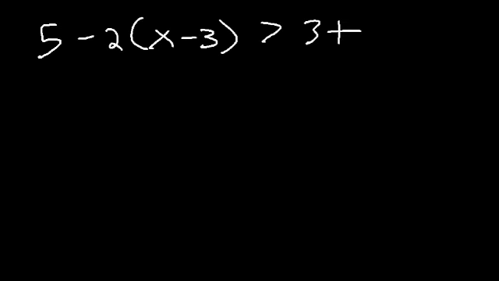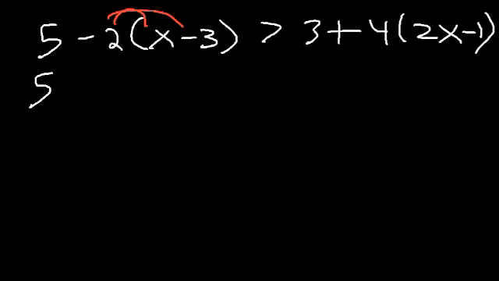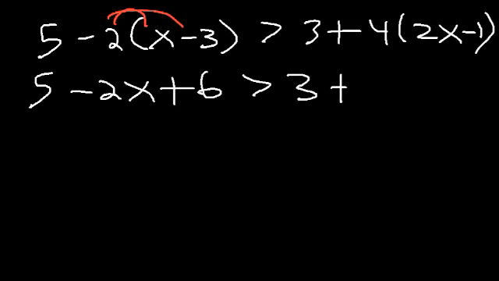So go ahead and try this one. The first thing I would recommend doing is distributing the number in front of the parentheses. So in the first example on the left, let's distribute the negative 2. Negative 2 times x is negative 2x. Negative 2 times negative 3, that's positive 6. And if we distribute the 4, 4 times 2x is 8x. And 4 times negative 1 is negative 4.